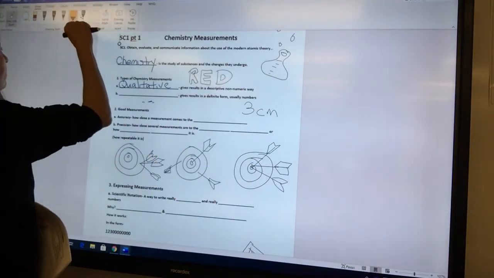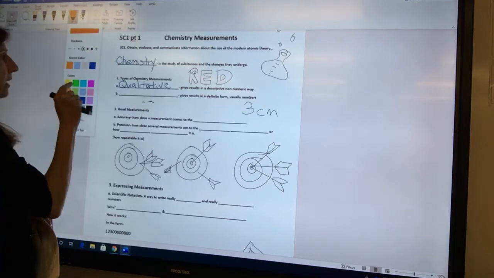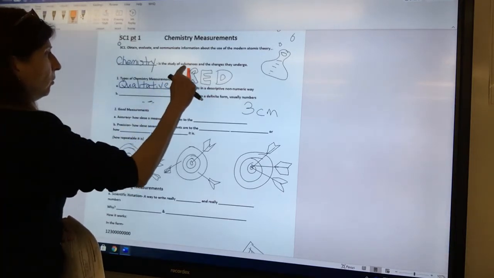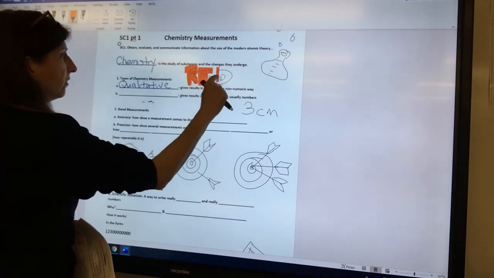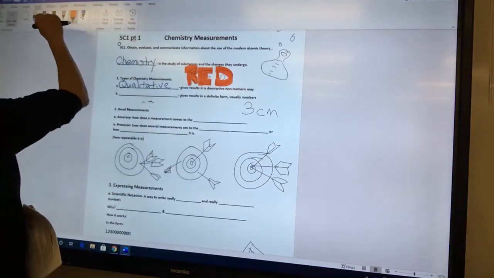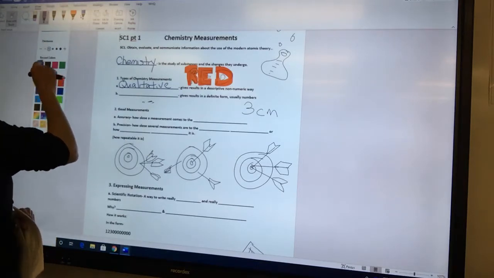I'm going to color it with a highlighter. Red. Let's see what it does. Ooh, look at that. That's pretty terrible. It's too thick. I shouldn't have used the highlighter. All right, let's go back to writing.